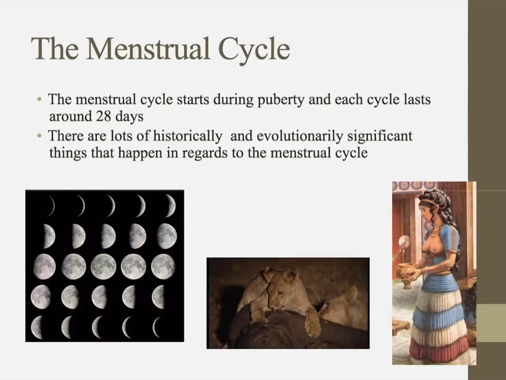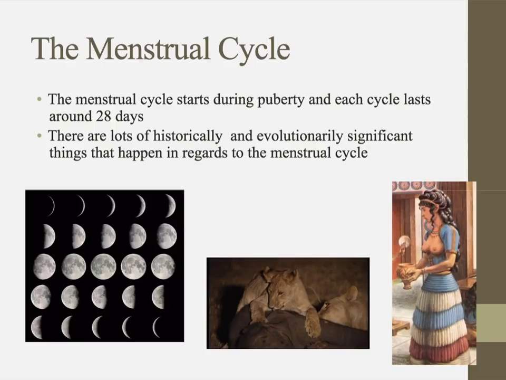So it was advantageous for women to also be ovulating during this time, which would put them on a same 28-day cycle. A lot of historical references to the menstrual cycle are made in several cultures, like believing that they had special powers, separating them from men, all kinds of things.